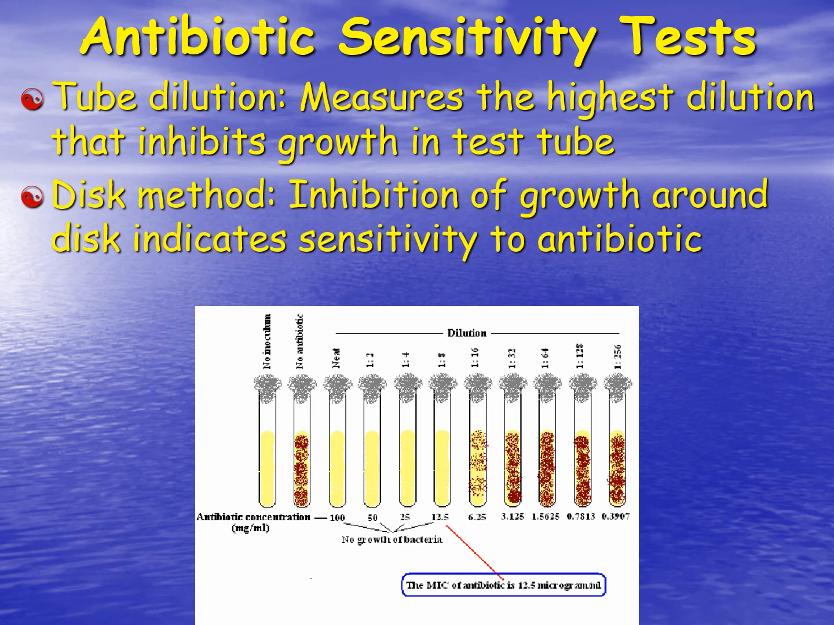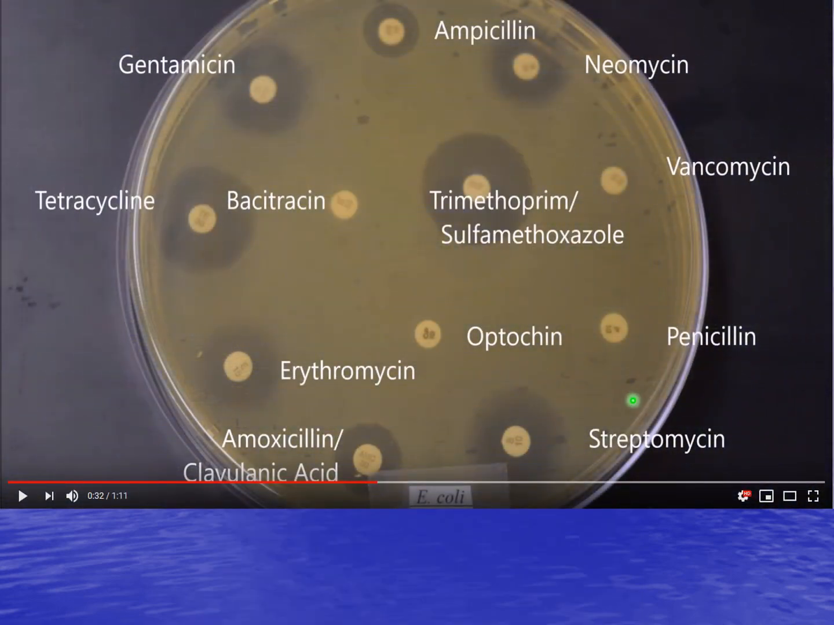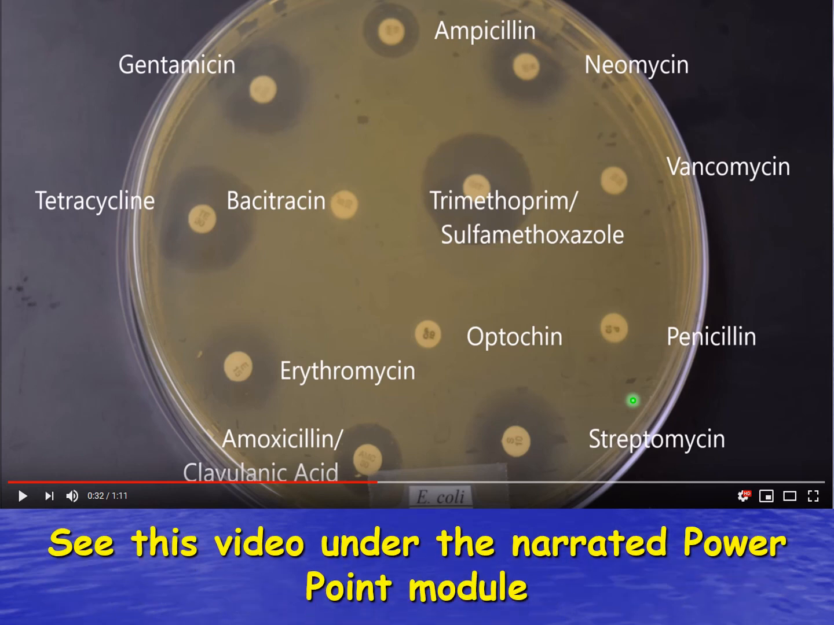We also will see the disc methods, and what we're looking for in the disc methods is inhibition of growth around a disc that is impregnated with a particular antibiotic. We have two forms of this, the Kirby-Bauer plate and the E-test. The Kirby-Bauer plate, and I have a video that I've posted under the narrated PowerPoints for you to watch on this. And this is a snapshot from that video.